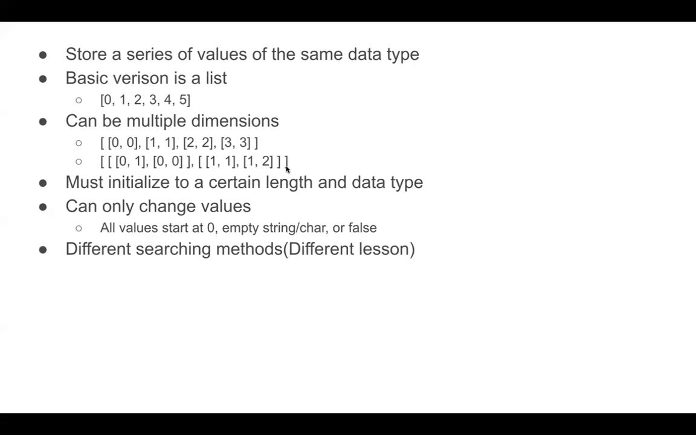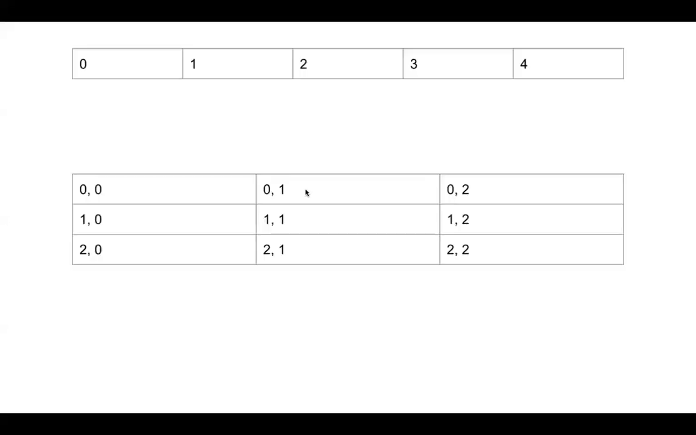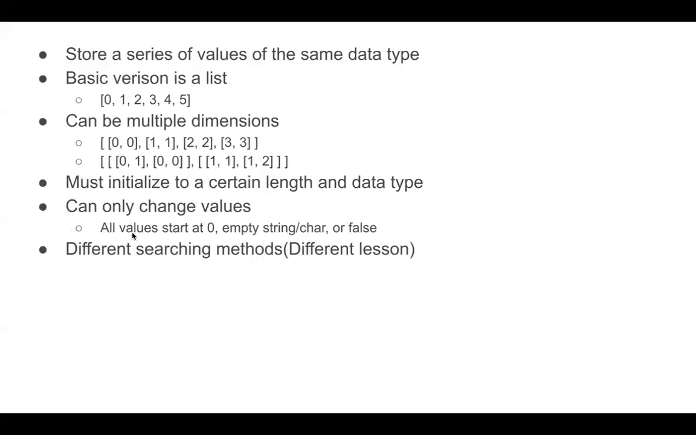And then here is three dimensions, but all of these you need to initialize to a certain length and data type, and you can only change values, and so you can't add them or remove them. And all the values start as zero if it's an integer array, an empty string or character if it's a string or character array, or false if you have a Boolean array.